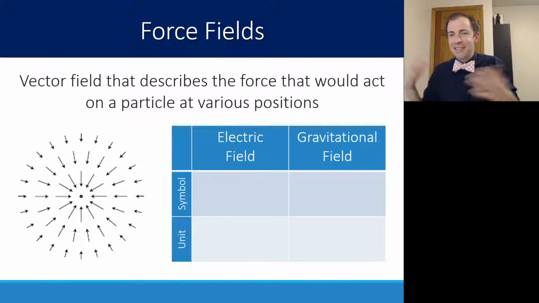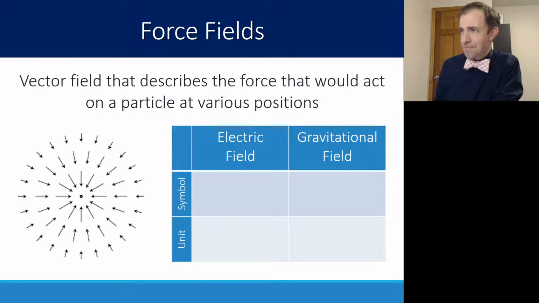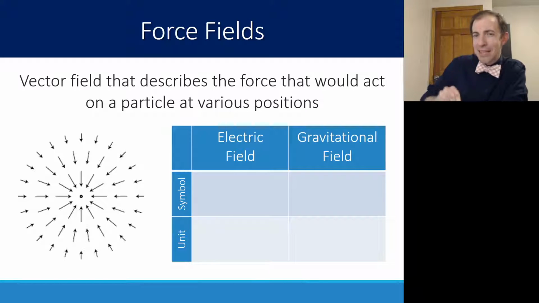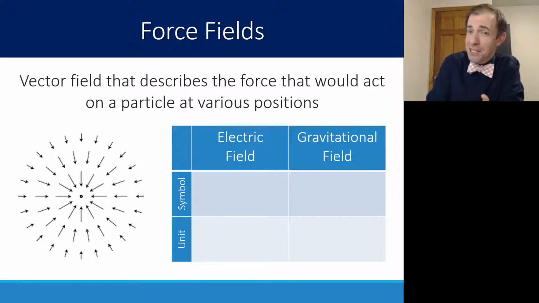Instead, let's look at this idea of force fields. A vector field that describes the force and how the force would act on a particle at various positions. So basically, what we can kind of think of it is it's a map. It's a map around either something that has a static charge or something that has mass. And the map tells us if something were placed here, here's what it would experience. Here's the force that it would experience.